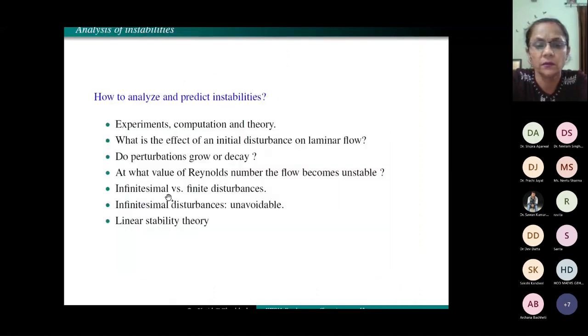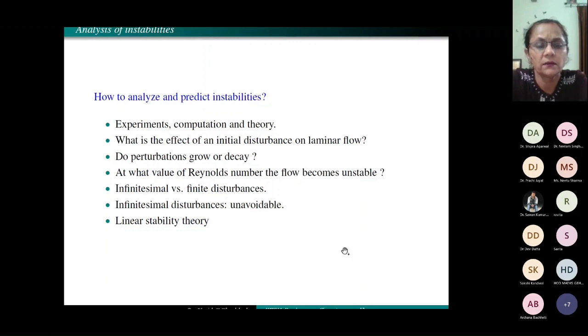The third one, basically for those doing fluid mechanics, is one of the key parameters: the Reynolds number. The Reynolds number is related to velocity. If the Reynolds number increases, that means we are increasing the velocity in the flow, and that also affects the instability of the flow.